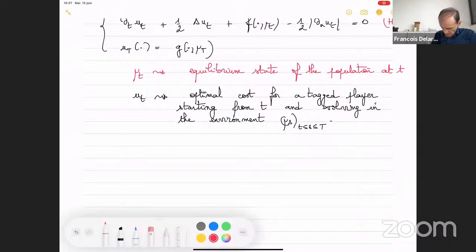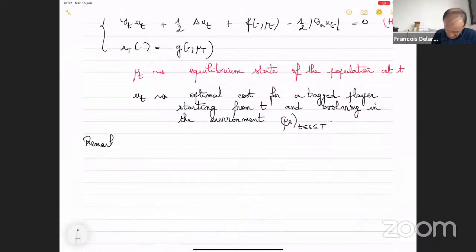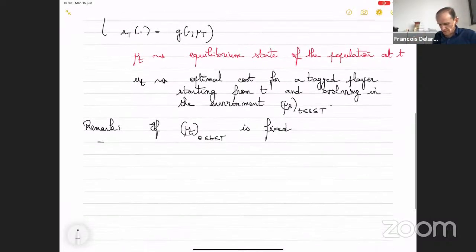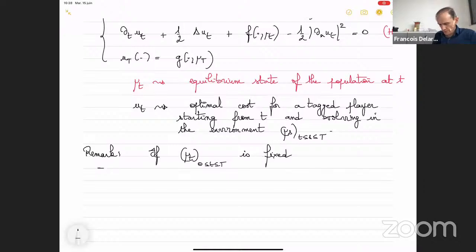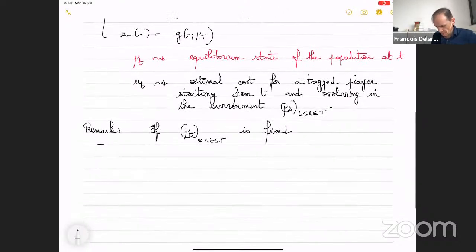So the remark that you can have is that if mu t is fixed, well, provided that this is not completely, let's say, irregular, but I don't want to insist at this moment. When I say fixed, intuitively, it should be not so bad in time, so a bit of continuity in time. I will go back to this question next. But let's say that if mu t is fixed, certainly solving the HJB equation is not so difficult. So solving HJB is well known.